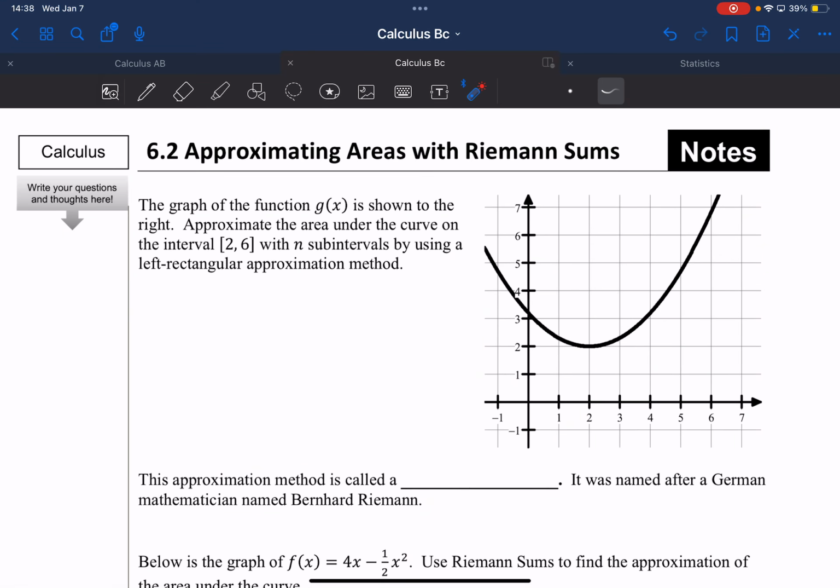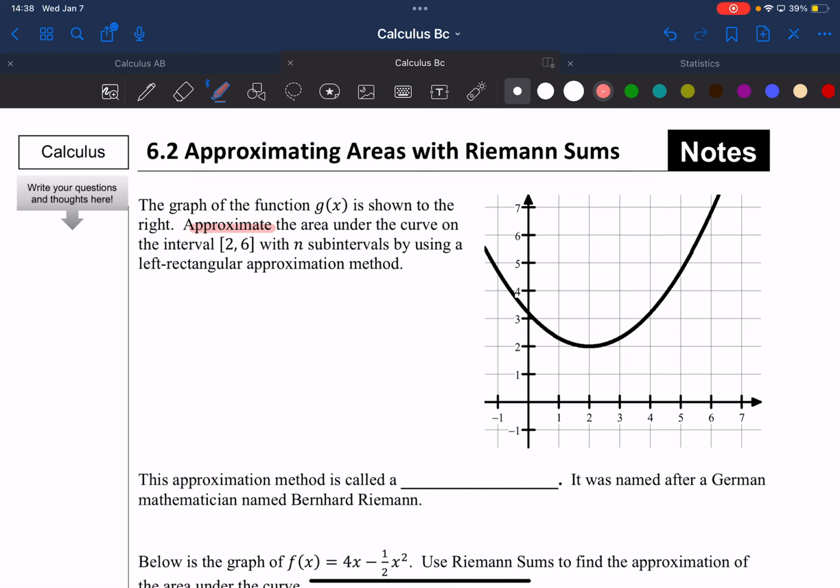Okay, so 6.2 is approximating areas with Riemann sums. The graph of a function g of x is shown to the right. Approximate the area under the curve on the interval 2 to 6 within subintervals by using a left rectangular approximation method. So important here is that we're only approximating the area. We are not getting the exact area.